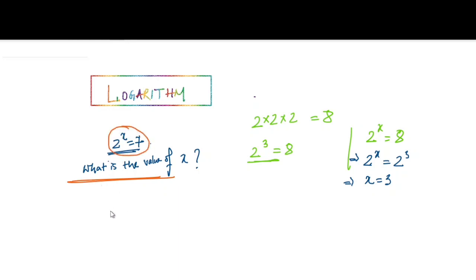How? If we have an index like a to the power m equals n, this can be expressed in terms of logarithm, like log a base n equals m. Here you can see that the value of m, that means the value of the index, we can find out. So that is the purpose of logarithm.